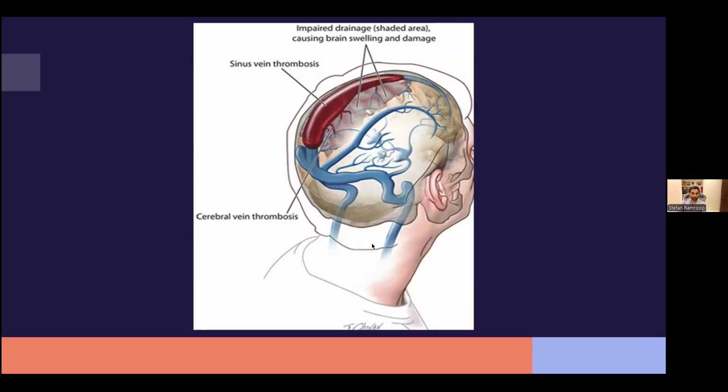This illustration demonstrates the relationship between the superficial cortical veins and the dural venous sinuses, and how an obstruction of venous flow will affect the brain parenchyma. In blue, you have structures that represent your normal cerebral venous drainage. And the red segment represents superior sagittal sinus thrombosis, which will obstruct your venous drainage, resulting in blood not draining effectively, leading to possible infarction.